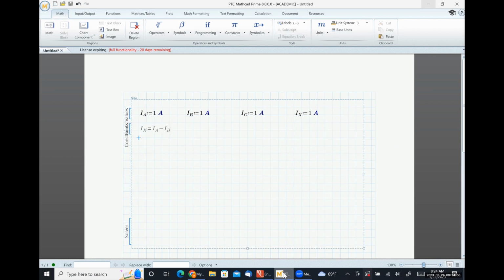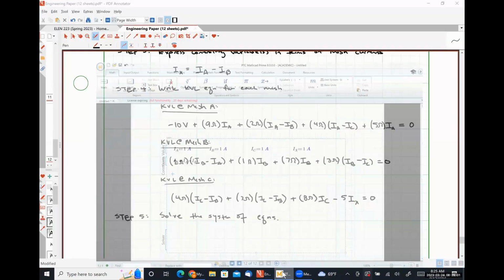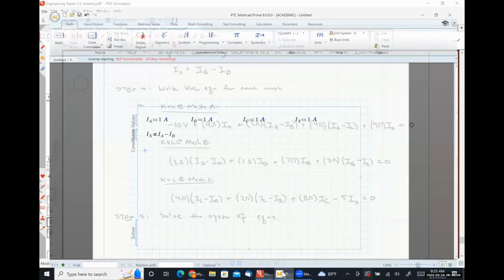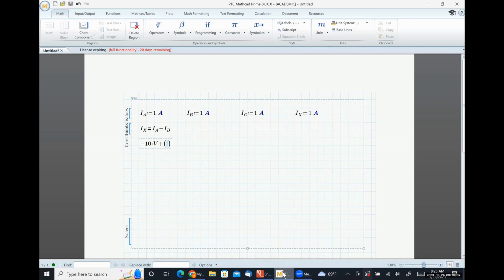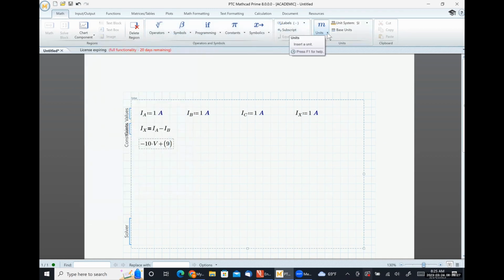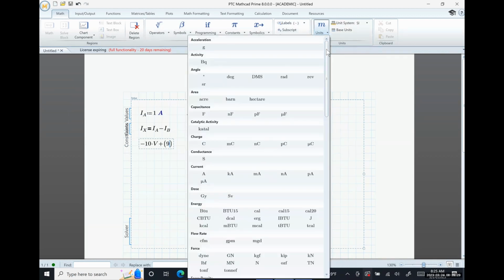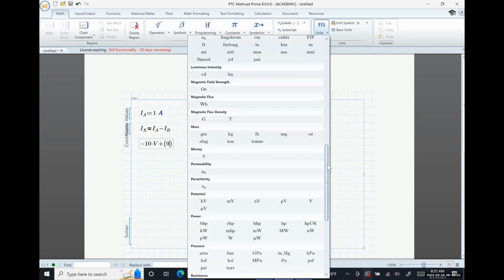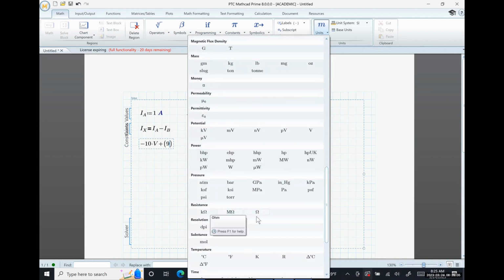Okay. We're going to write similar equations for the next thing. So we're going to have negative 10 volts plus 9. So let me talk to you about how I put units in here. If I get this Zoom thing out of the way, we have a drop-down menu for symbols here. There are lowercase Greek symbols and uppercase Greek symbols. So that's one way to do it, not the way that I'm going to do it. We can also literally just go into the units tab and find resistance, kilo ohms, mega ohms, and ohms. Also not the way that I'm going to do it.